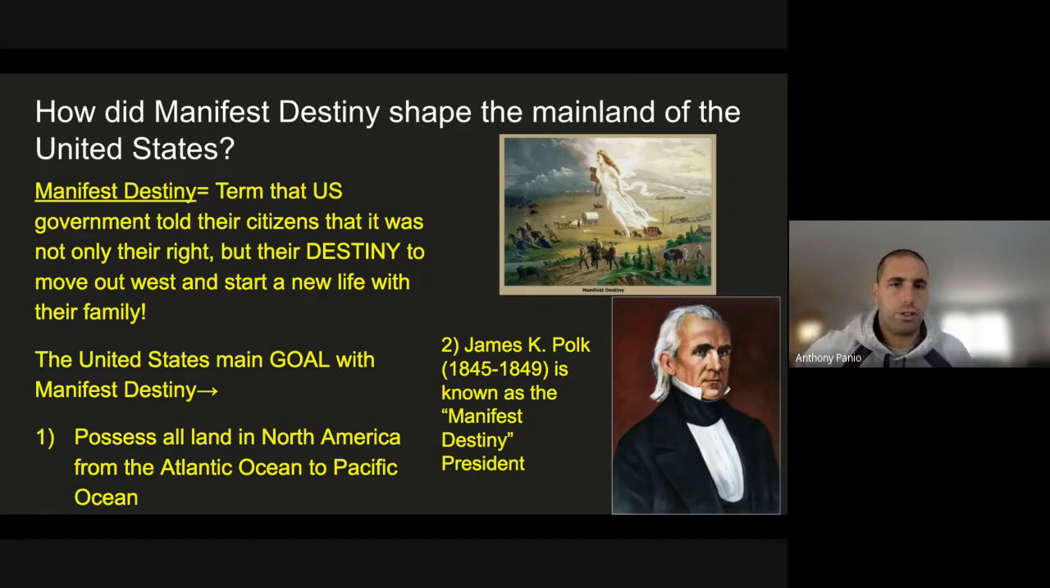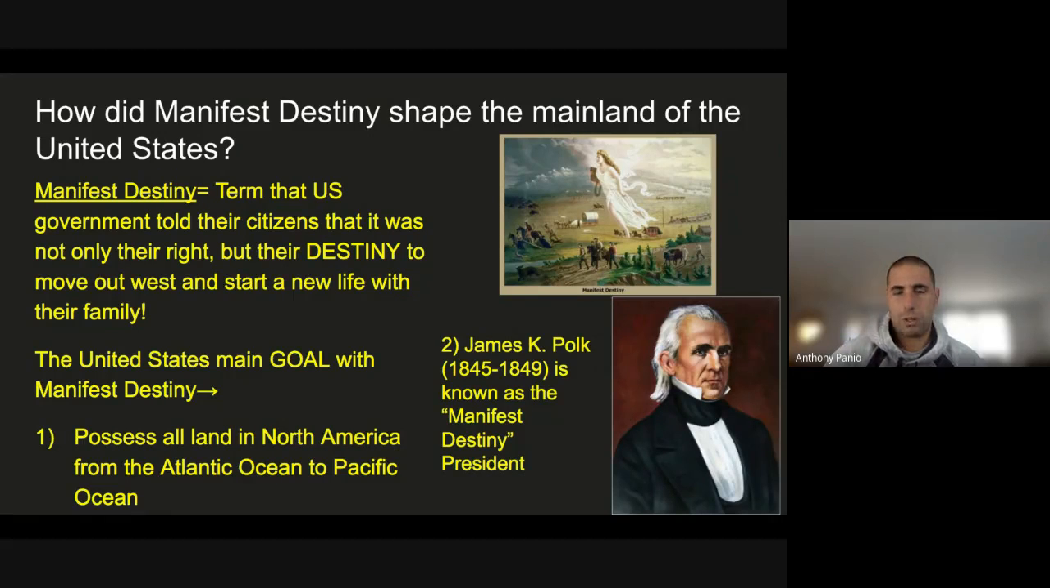If you remember from last year, this shouldn't seem too crazy, but it was the term the U.S. government told their citizens, that it was not only their right but their destiny to move out west and start a new life with their family. Now what I want to say is this. Number one, we've been moving westward ever since the Treaty of Paris in 1783. Then, of course, we have the Louisiana Purchase, so people are continuing to move westward.